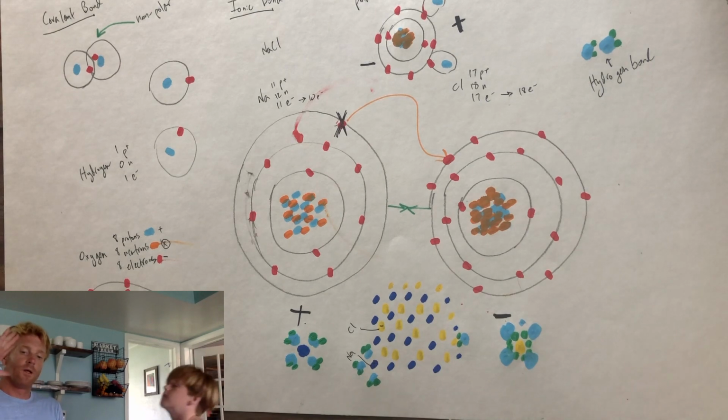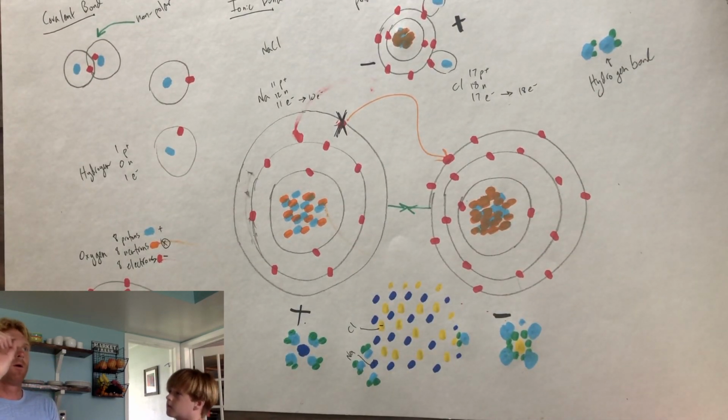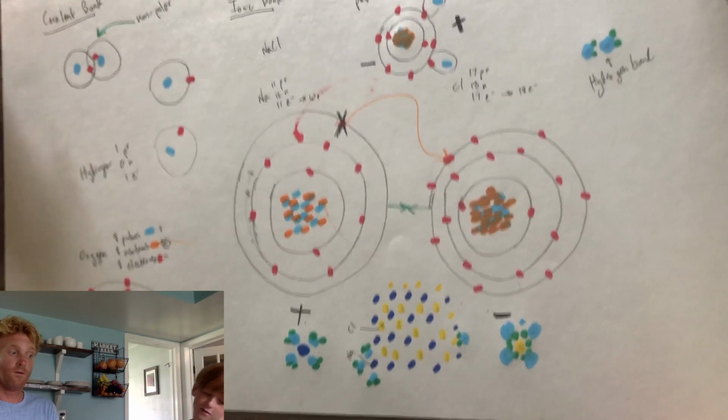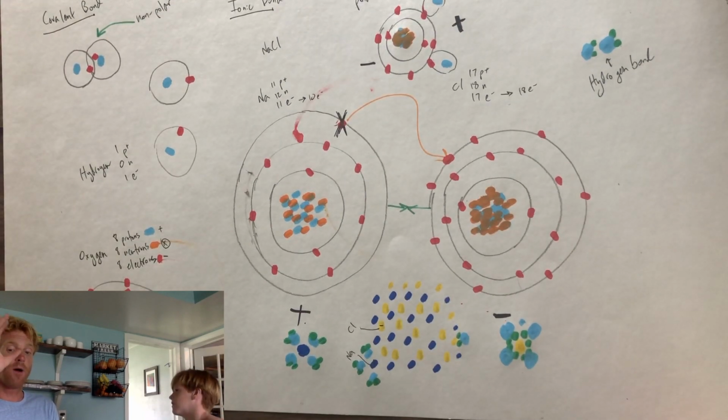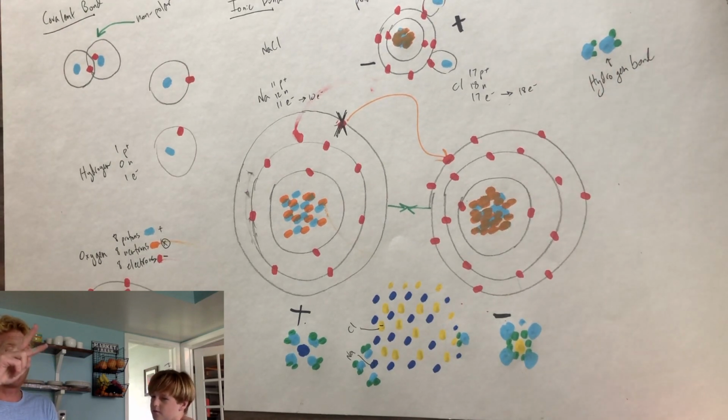Okay. So, in review, what type of bond occurs when one atom gives an electron to another atom? Ionic. Good. What type of bond occurs when two atoms share electrons? Covalent. Yeah, covalent. Which type of bond occurs when different water molecules are attracted to each other? Hydrogen. Yeah.